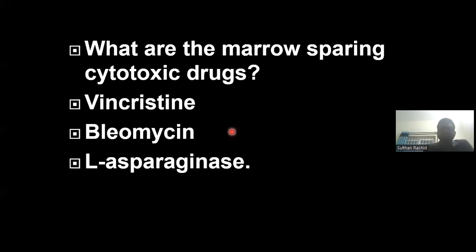So now coming to this, you should know what are the bone marrow sparing cytotoxic drugs. Among all anti-cancer drugs, which drugs will not affect the bone marrow? Those are the bone marrow sparing cytotoxic drugs. We have vincristine, we have bleomycin, we have L-asparaginase. Remember VBL. So vincristine, bleomycin, and L-asparaginase will not cause bone marrow toxicity.